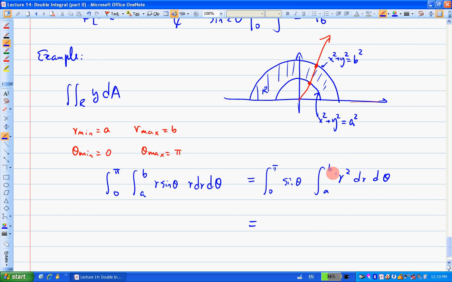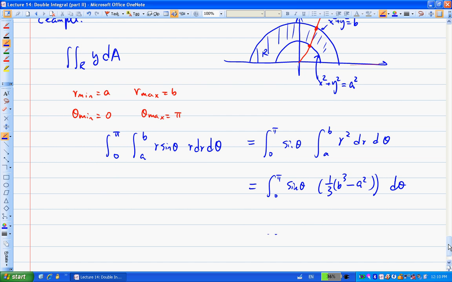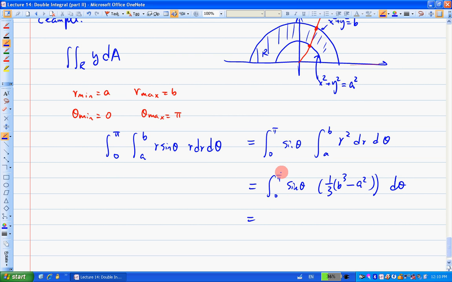You can carry this out, or the d theta can move there, so it doesn't matter. So the overall is quite simple. It's just the integral from 0 to pi of sine theta, and inside here is 1/3 (b cubed minus a cubed) d theta. And the sine theta integration from 0 to pi gives you 2. So that basically gives us 2/3 (b cubed minus a cubed).